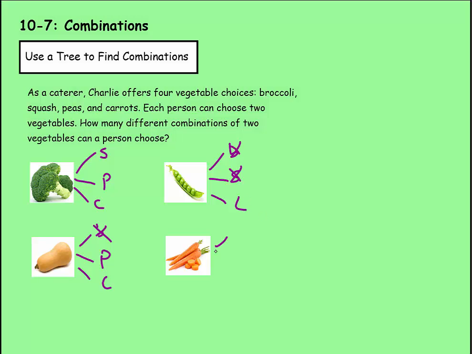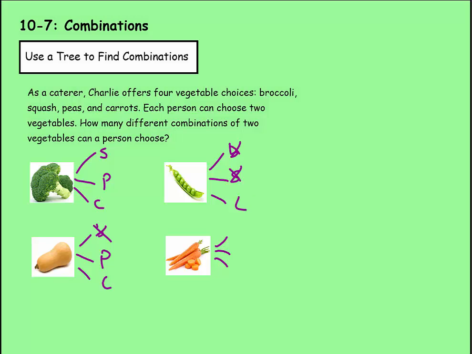Now we have just carrots. And before I do this one, let's see if we've noticed a pattern so far. For broccoli, we had 3 combinations that hadn't been used. For squash, we had 2. For peas, we had 1. How many combinations do you think we're going to have for carrots?